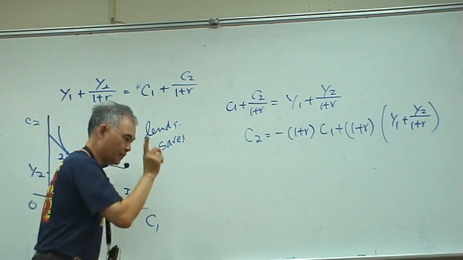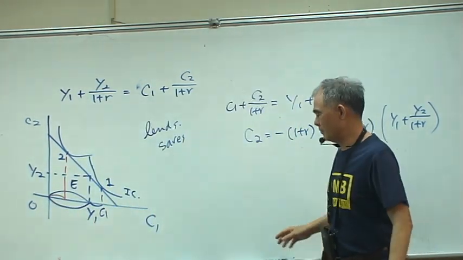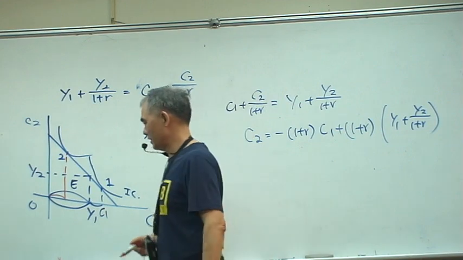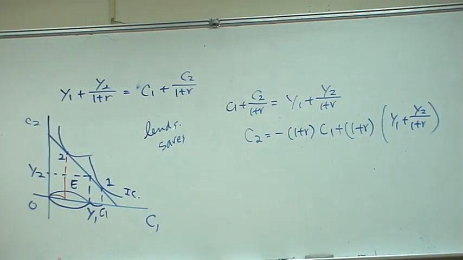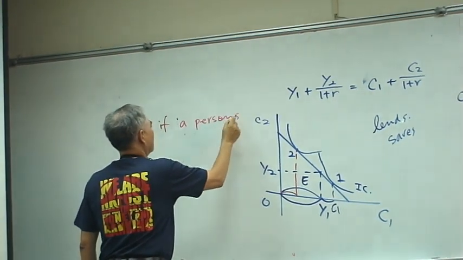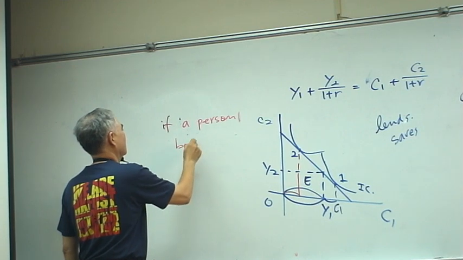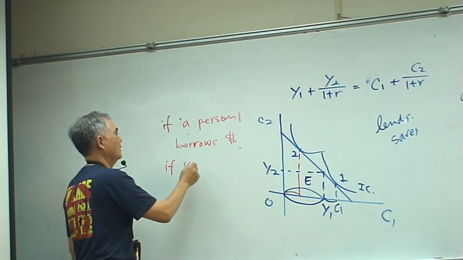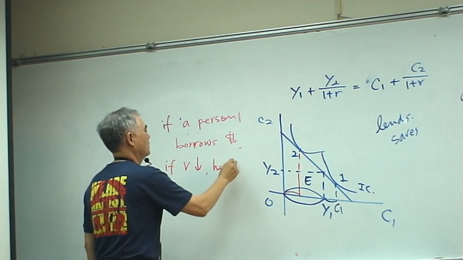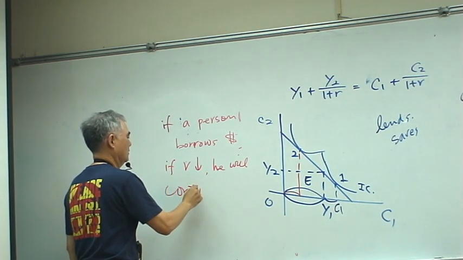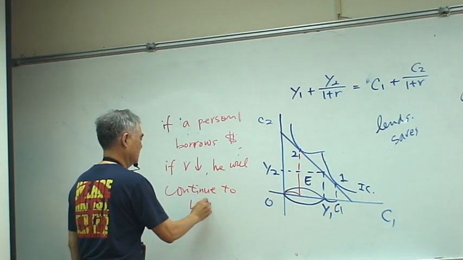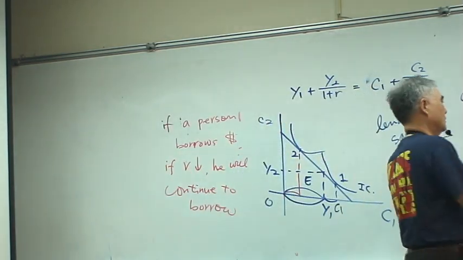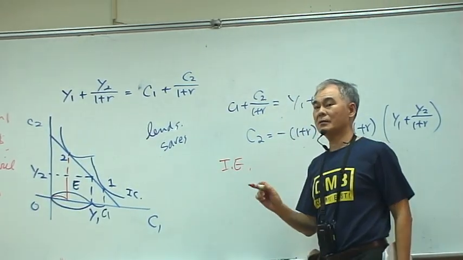So be careful here. I want to tell you something that's twisty, but it is very important. If a person borrows money, and the interest rate goes down, he will continue to borrow. Because there are two effects. The first one is the income effect. The second one is the substitution effect.